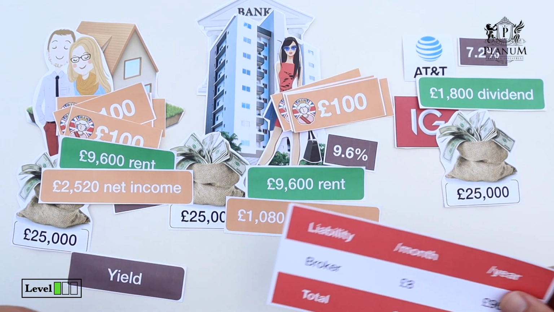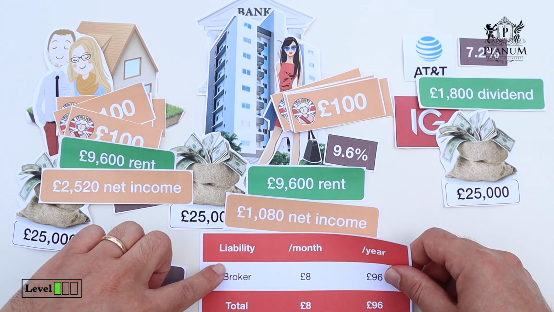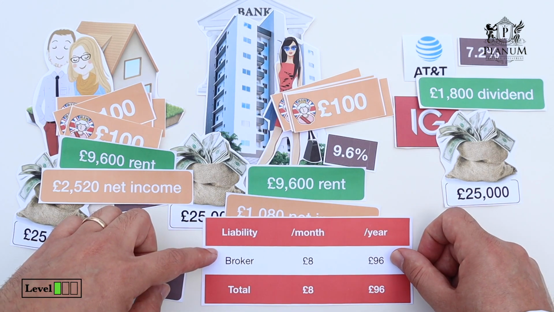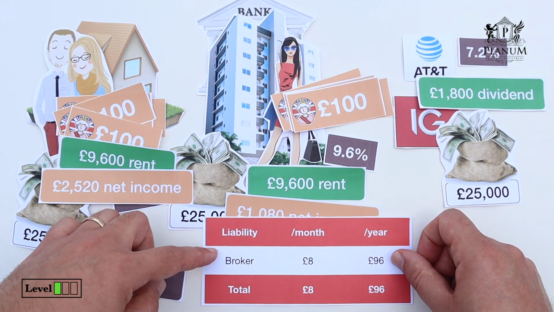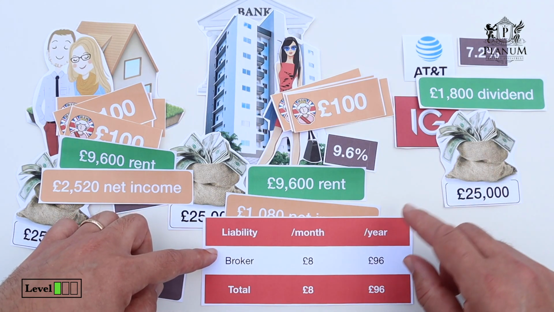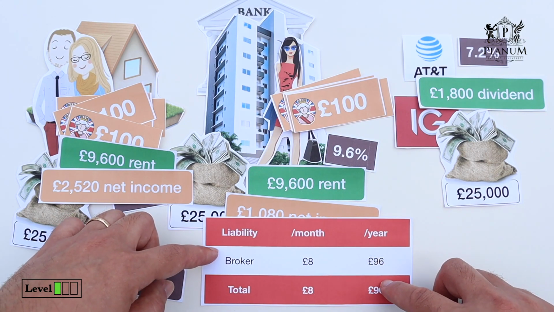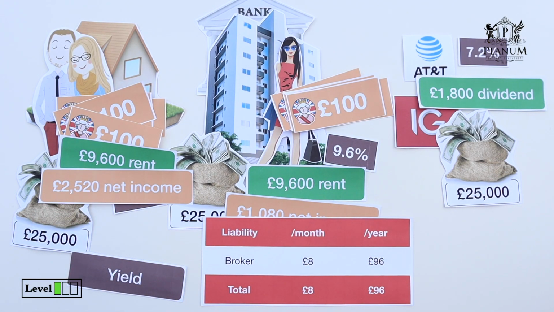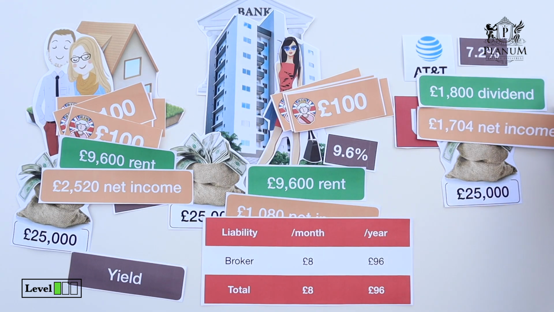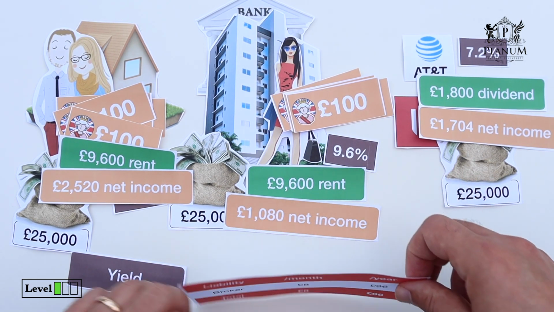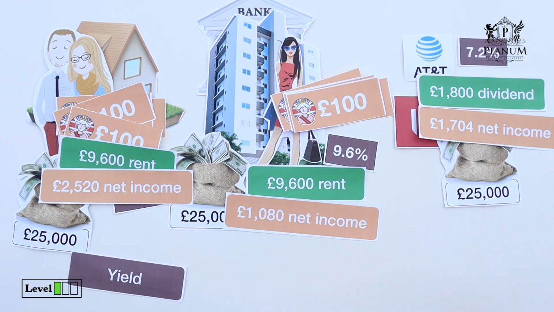Now, let's have a look at our stocks and our brokerage. Most brokers charge you a fee for having live stocks with them. For instance, in this example, we're looking at £8 per month, which is going to cost you £96 a year, which is going to reduce your annual earning down to £1,704.